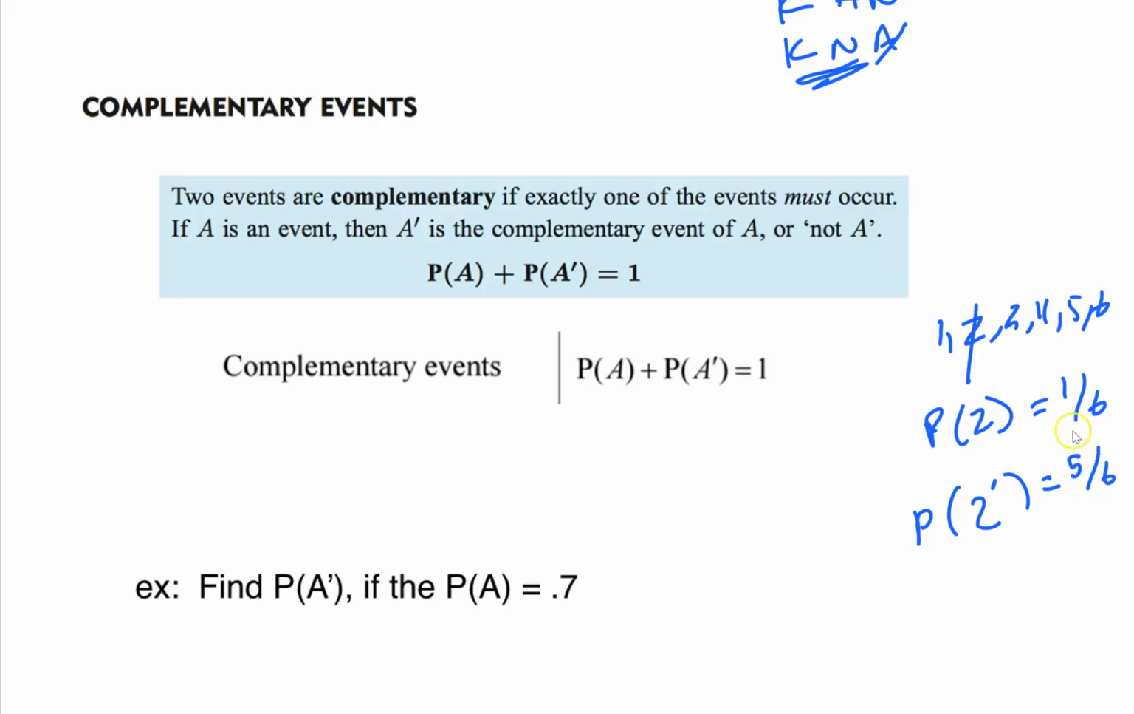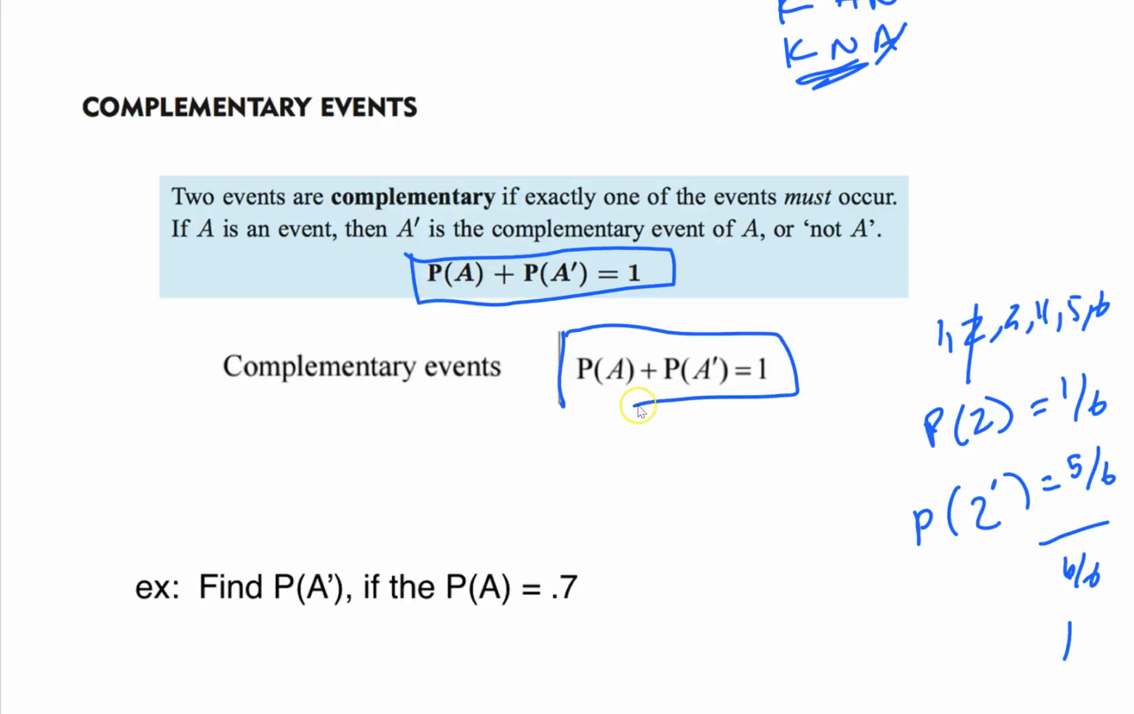Well, it's everything else. 5 out of 6. If you notice, if you add those 2 probabilities up, you get the whole thing. You get 6 out of 6, or 1. That's why I have complementary events. They're each other's opposites, each other's inverse. So this is the formula in your formula sheet, right there. If you ever get something that's not that, if you add them up, you get 1.